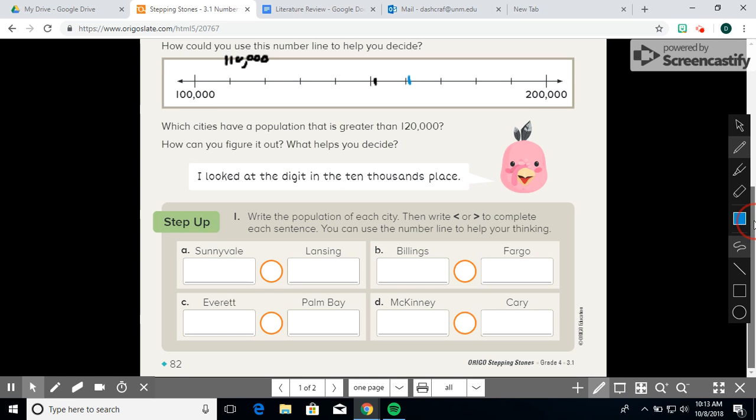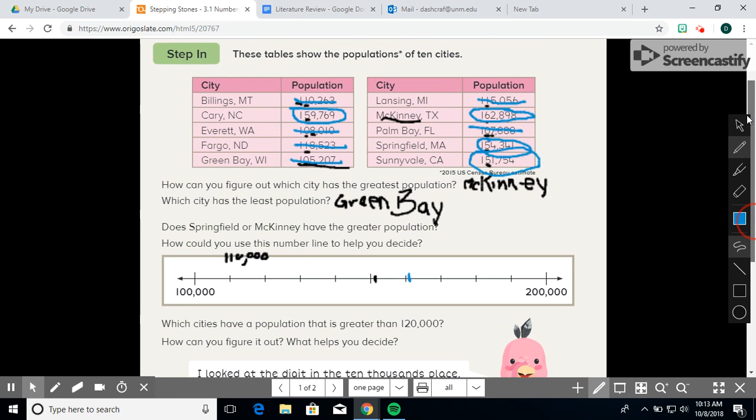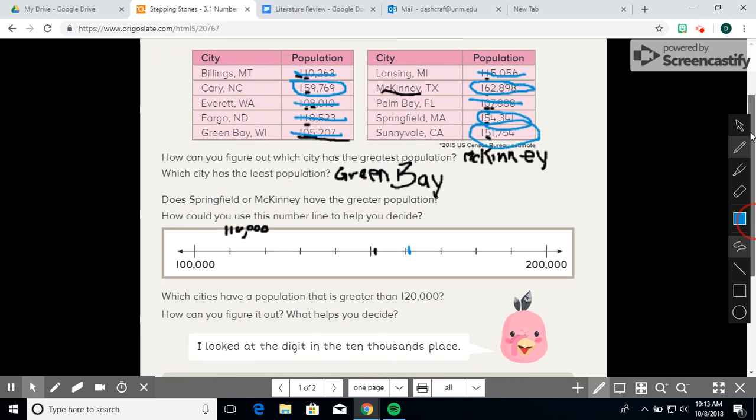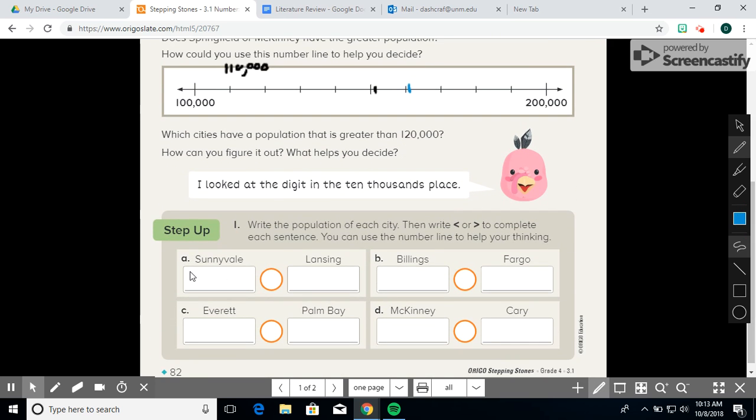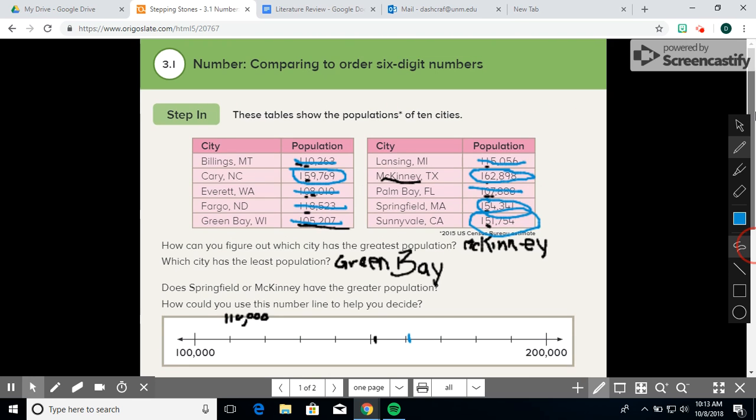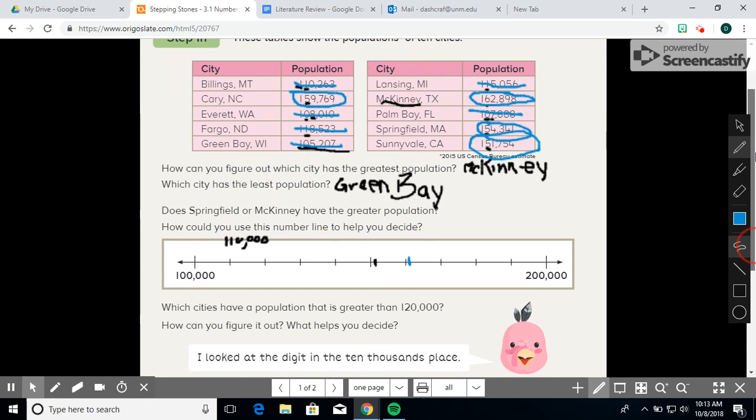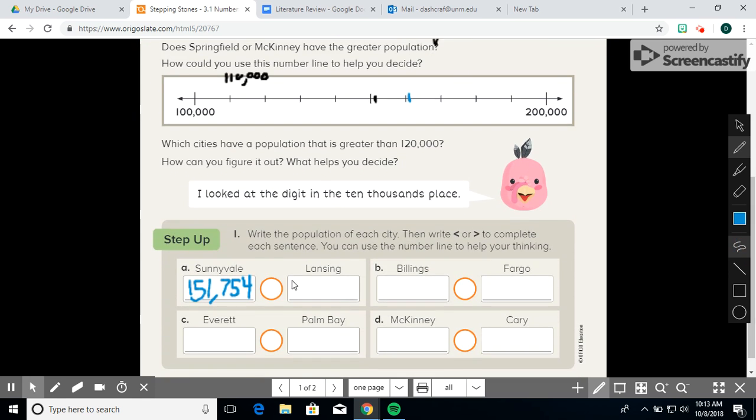We have Sunnyvale, which has 151,754 people. And we have Lansing, which has 115,056 people.